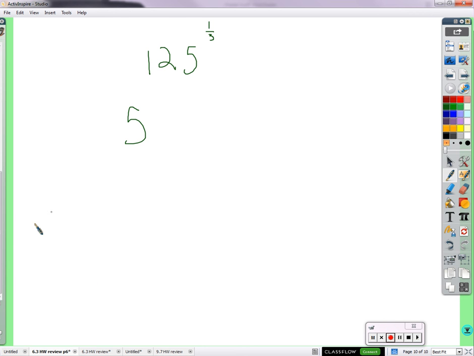Right. So we should be able to take this 125 to the 1/3. Whatever number this is, if I take it to the 3rd power, raise it to the 1/3 to the 3rd power, multiply 1/3 by 3, we get 125 to the 1st power. So if I cube this number, I should get 125. I'm just talking about the cube root then.